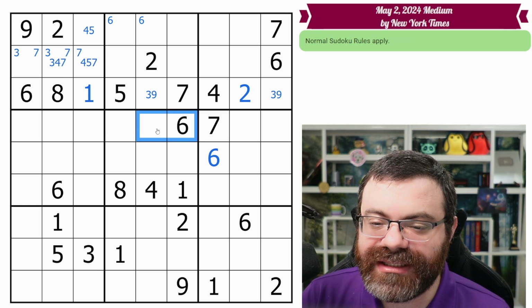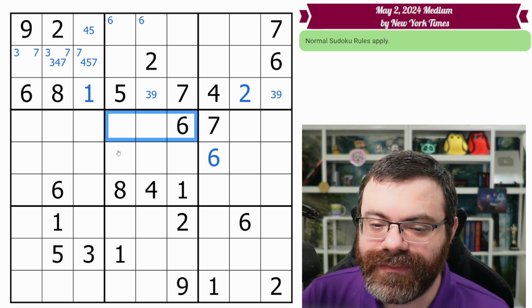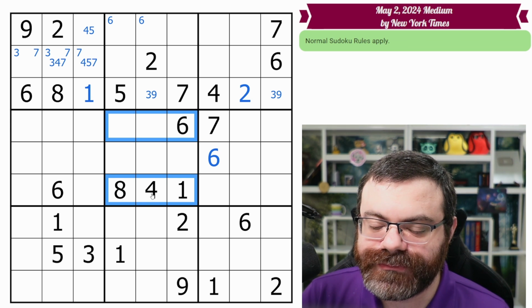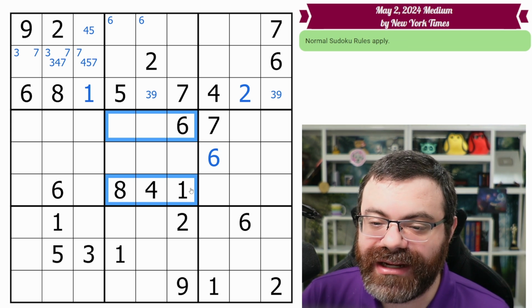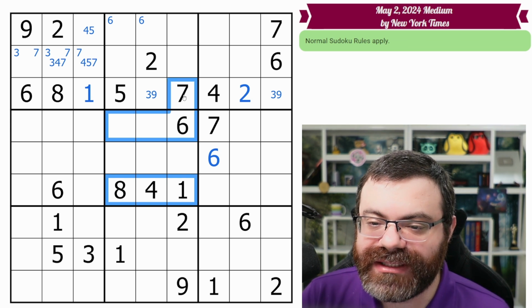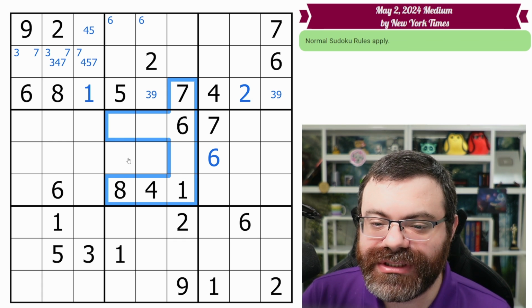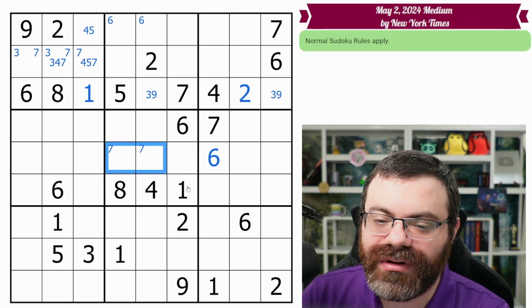So this 7 says 7's not in these 3 cells in this box, and 8, 4, 1 are not 7, so 7's not in these 3 cells. And then this 7 looks down. So 7 has been reduced to just these 2 cells in the box. We can corner mark that.